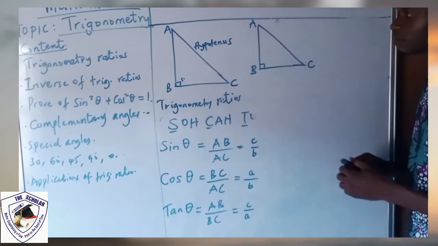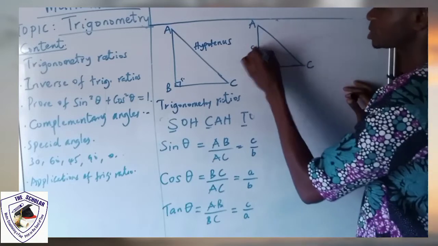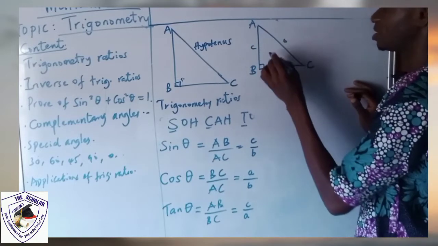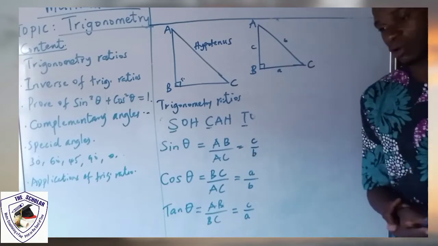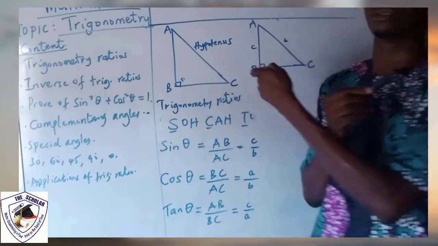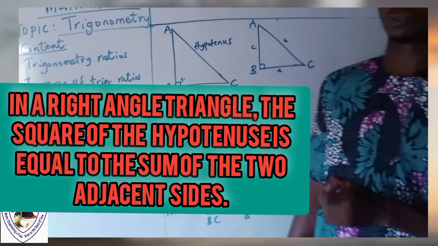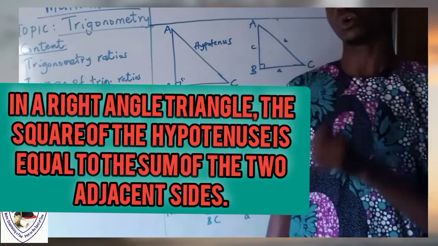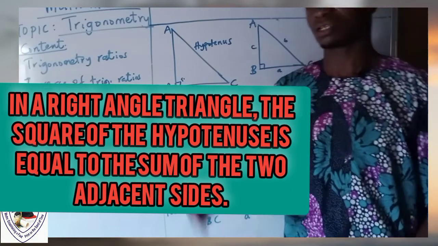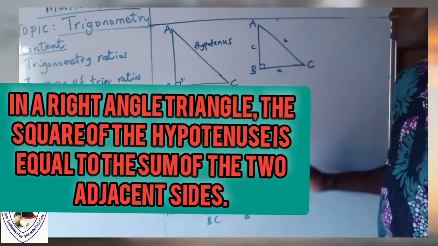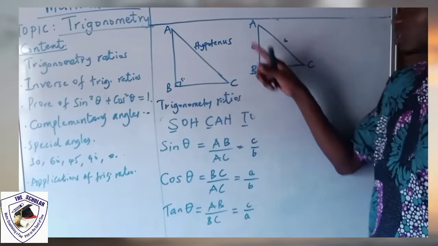Triangle ABC with sides, this is small letter c, this is small letter b, and this is small letter a, so as to conform with what I want to do here. Now, according to Pythagoras theorem, in a right angle triangle, the square of the hypotenuse is equal to the sum of the squares of the two adjacent sides. That is one way to state it. The other way to state it is that in a right angle triangle, the square of the hypotenuse is equal to the sum of the squares of the other two sides.